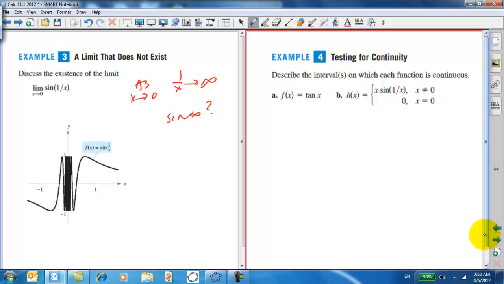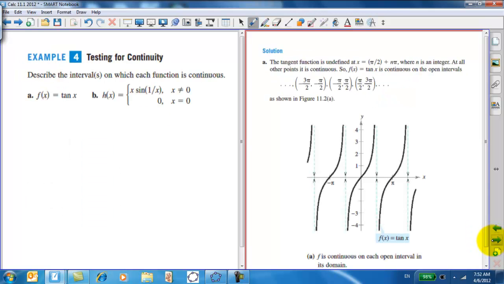Now, testing for continuity. Describe the intervals for which each of the functions is continuous. For f of x equals tan x, we've got those discontinuities there at pi over 2 every time. We've got vertical asymptotes. In fact, we'd have to do directional limits on this. The limit doesn't exist at pi over 2.